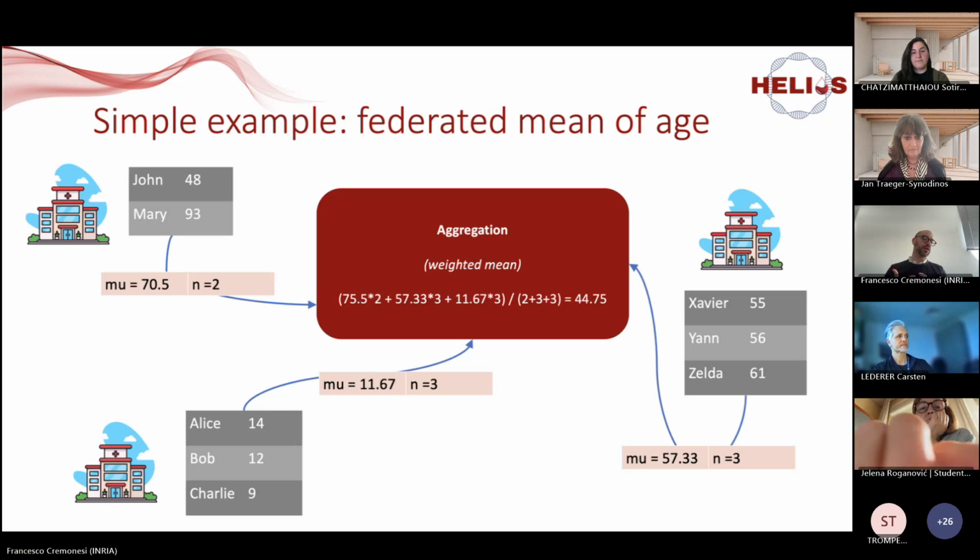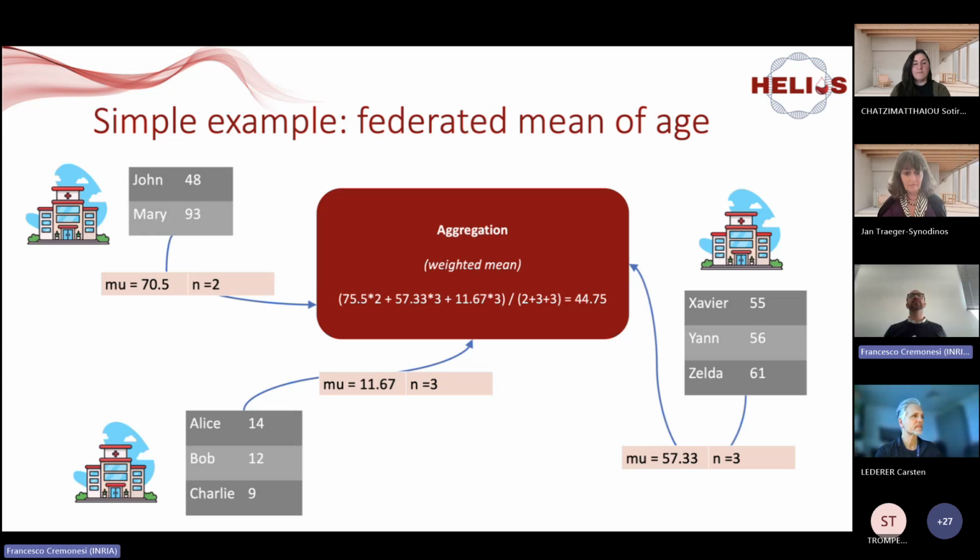Number two, this example shows that you have to play around a little bit with your algorithms in order to obtain their federated version. In this case, for computing the average age, it wasn't sufficient to just compute the average age at every single hospital, but you also had to compute the count. Okay, then we will see some more complex cases later on.